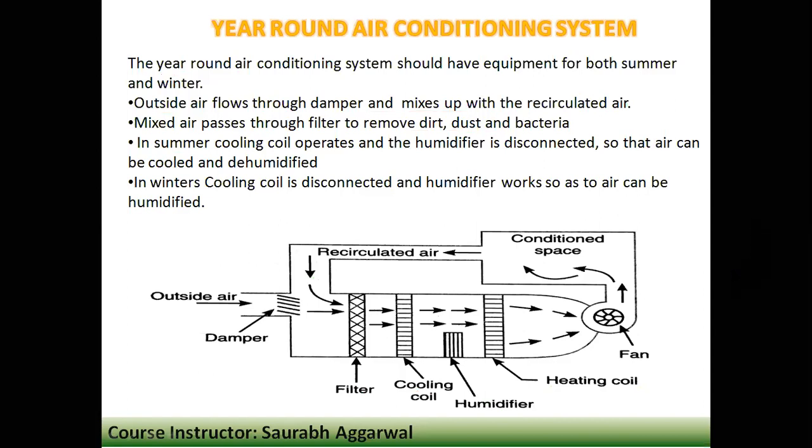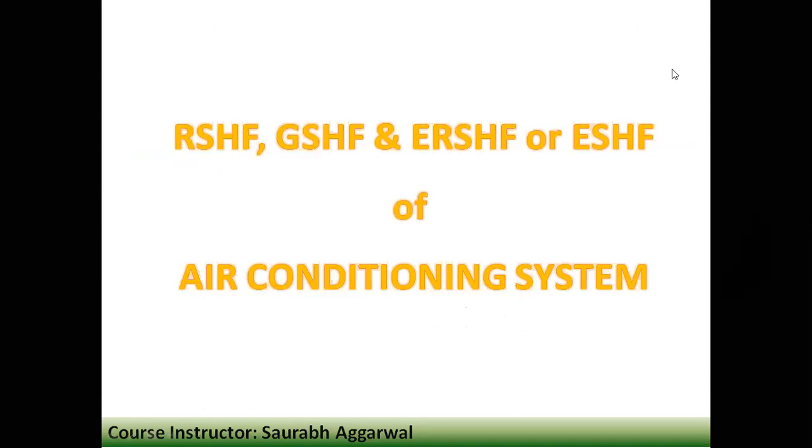Now this is an important topic where we are going to learn about RSHF, GSHF, and ESHF of an air conditioning system. Now, what are all these and how are they drawn on the psychrometric chart? We are going to see it. It is a very interesting topic and important also from examination point of view. So you should go through it clearly. Now we'll move on to the next slide.